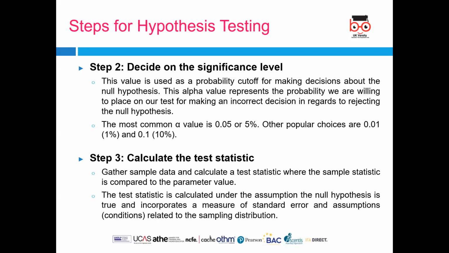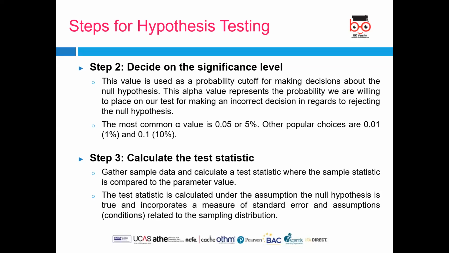The most commonly used alpha value or the p value is 5%. If you want to go for a more accurate hypothesis test, it is 0.01, which is 1%. Or if you want to go for a less stringent criterion of alpha, it is 0.1, which is 10%. That is how you decide on the significance level. But remember, the most commonly accepted significance level by academicians is 5%.